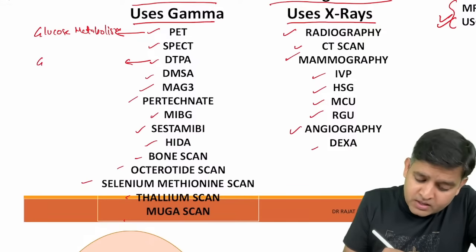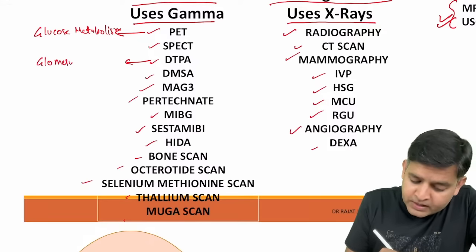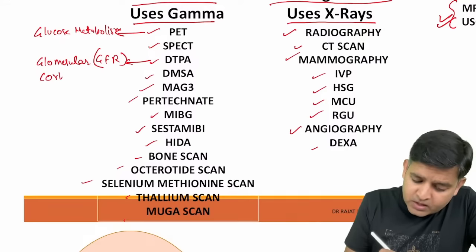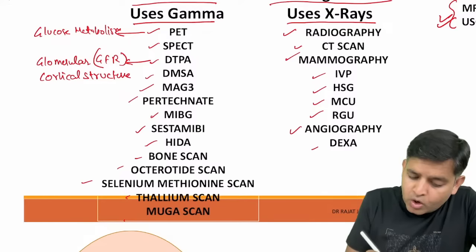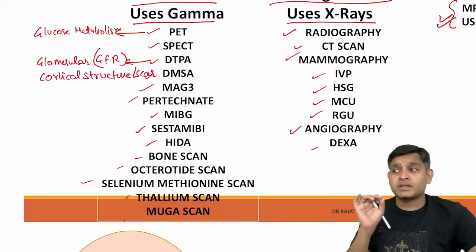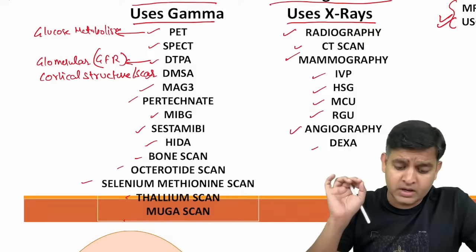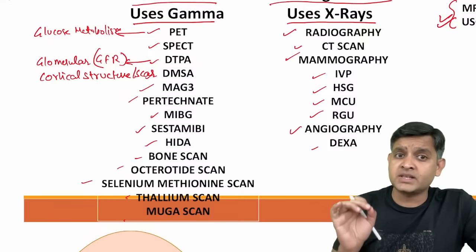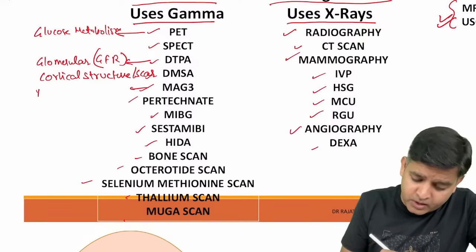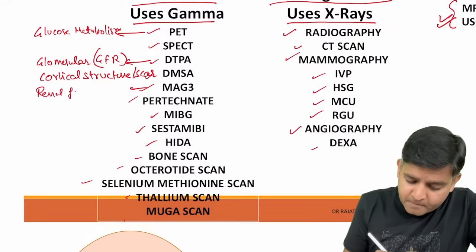DTPA is done for glomerular filtration, that is, GFR. DMSA is for cortical structure or scar. Now, this is a quick revision. You have to immediately remember that DTPA is done for GFR. DMSA is done for cortical structure or cortical scarring. MAG3 is done for renal function.